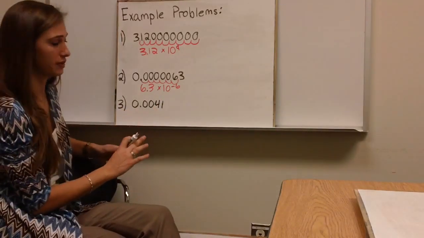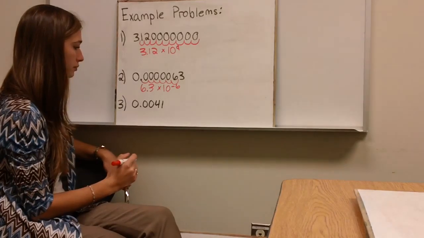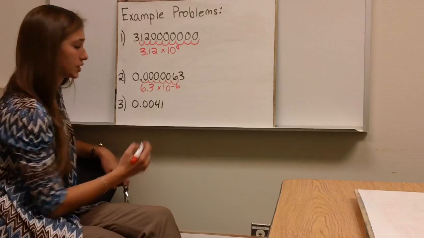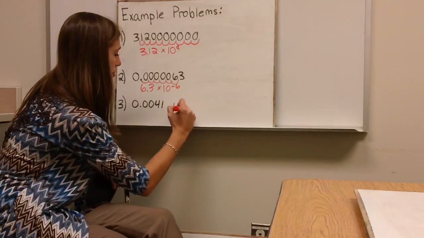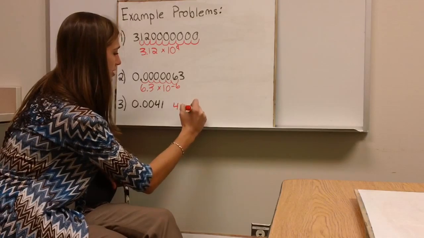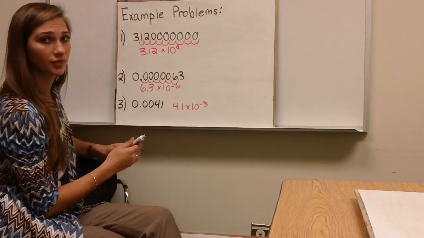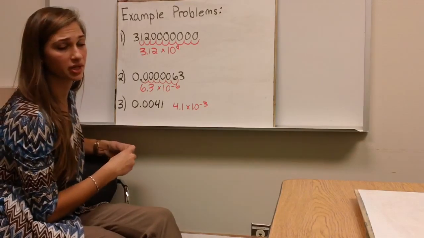So why don't you try this one? Hopefully the answer you got was 4.1 times 10 to the negative 3. If that's not the answer you got, try it again, and if you still have questions, we can go over it in class.